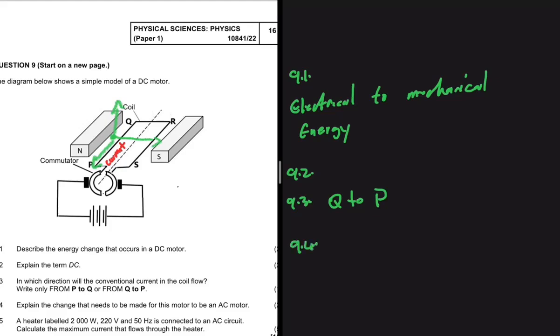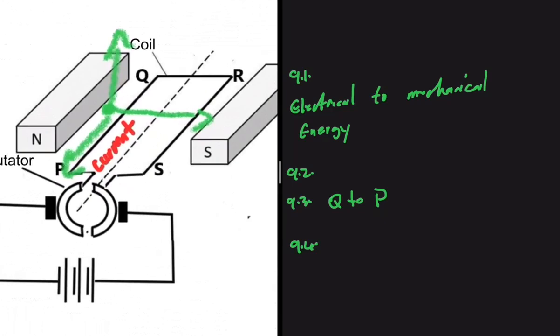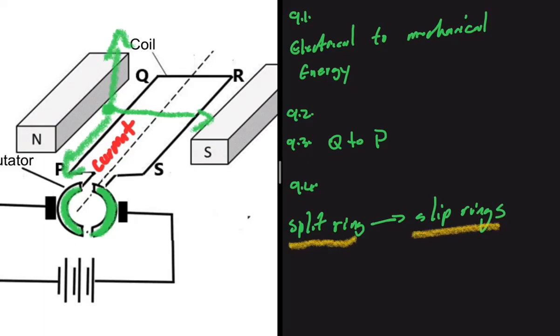9.4. Explain the change that needs to be made for this motor to be an AC motor. Without being told that this is a DC motor, we can tell by the presence of this split ring. We have these split rings right here. So if you want to change this DC motor to an AC motor, we have to replace the split ring with slip rings. Don't confuse the two. For DC, we have split ring, and for AC, we have slip rings.